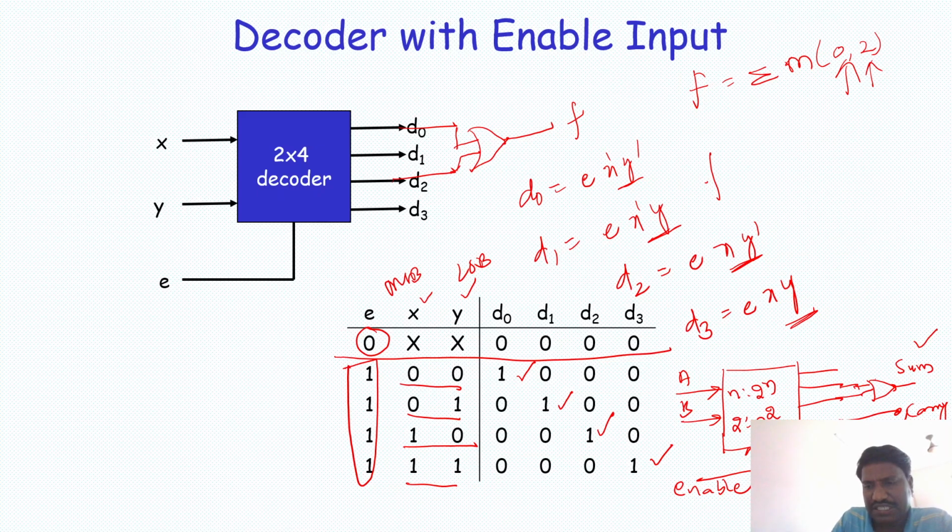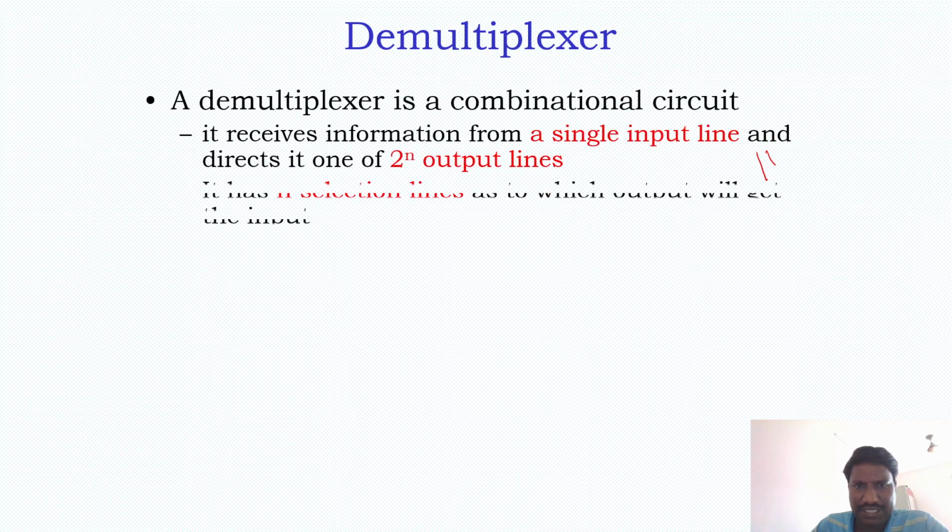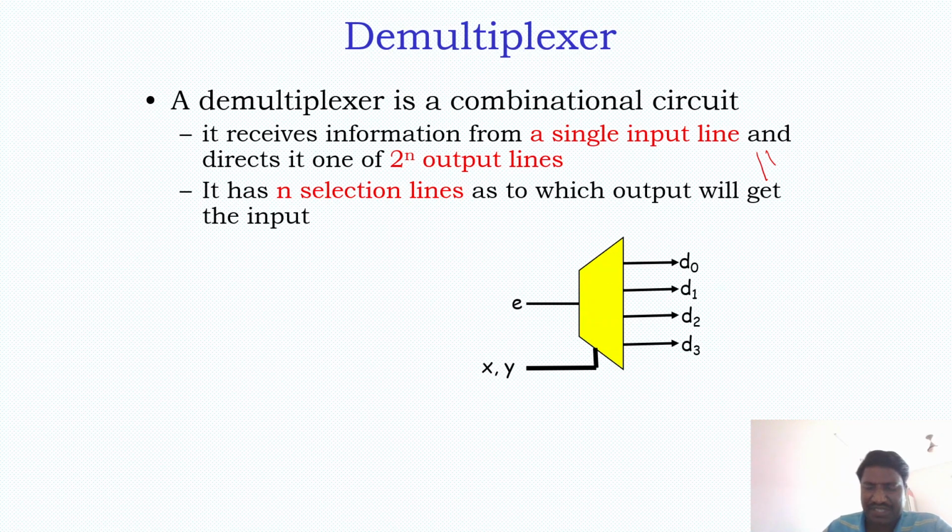Similarly, one can solve using higher order decoders. You can solve full adder implementation using higher order decoders. Full adder implementation using 2 to 4 decoder is also possible. Or what we can do is we can use 2 to 4 decoders and we can build a 3 to 8 decoder. How to do that? We will see. But before that, let's look at demultiplexer.